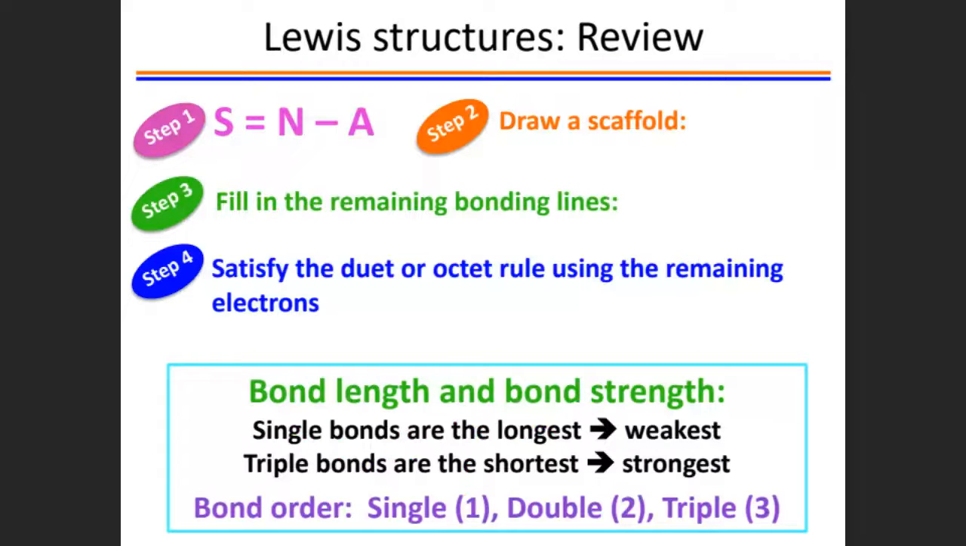This is also a review of your Lewis structure. You remember S equals N minus A. N is how many electrons are needed for the possible octet structure of the atoms we have, and then we subtract the valence electrons. Finally we find the bonding electrons, correct? So we will use this knowledge and move on. Fill in the remaining bonding lines. Satisfy the duet or octet rule using the remaining electrons. Bond length and bond strength.